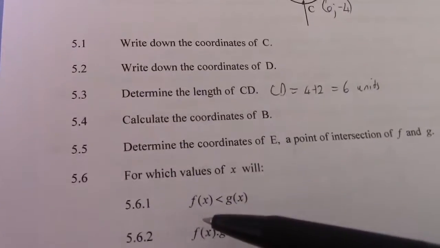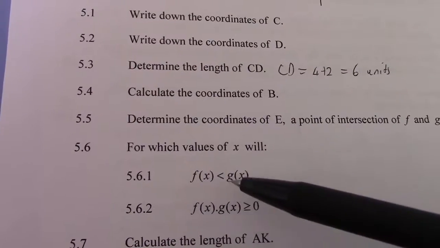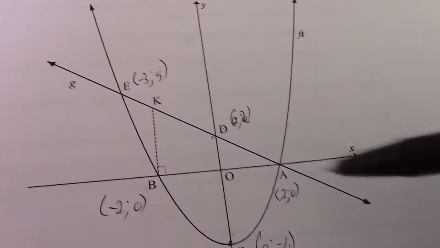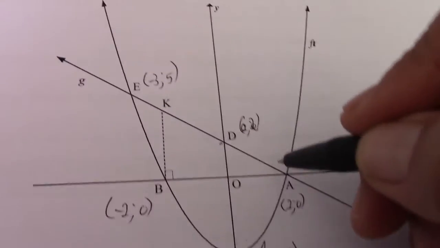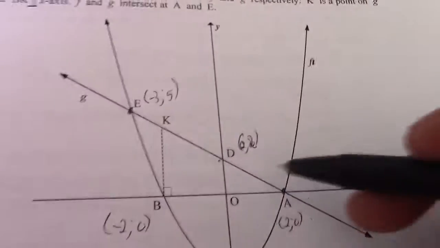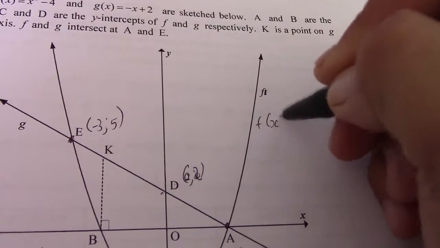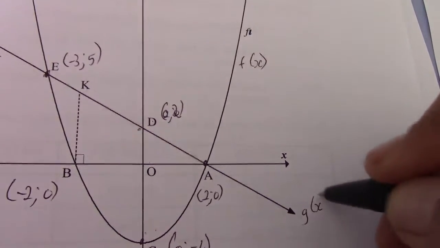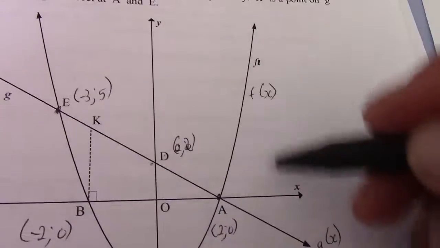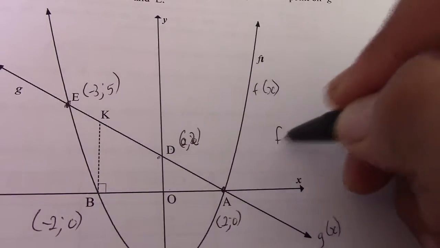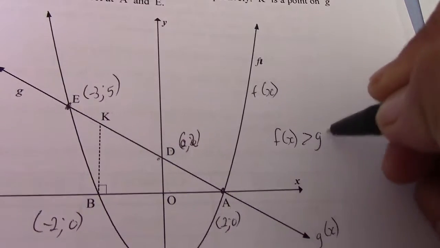Right, 5.6.1. Now they want to know where f(x) is less than g(x). Or put differently, where is g(x) bigger than f(x)? Whenever we have to answer this, we look at the points of intersection. So if I look below here, that's the graph of f(x). This is the graph of g(x). If we look, f(x) at all points is higher than g(x), so in between these 2 points, f(x) is bigger than g(x).